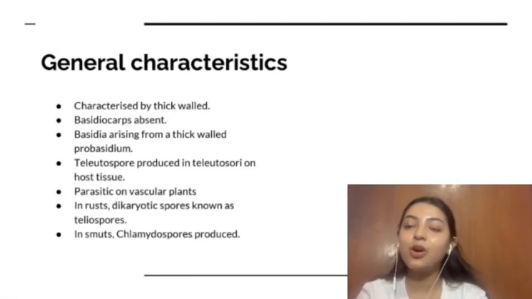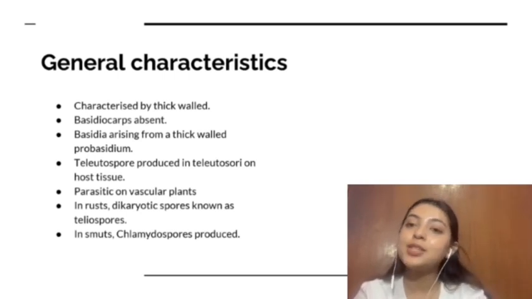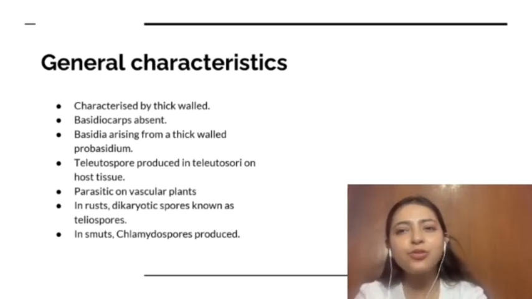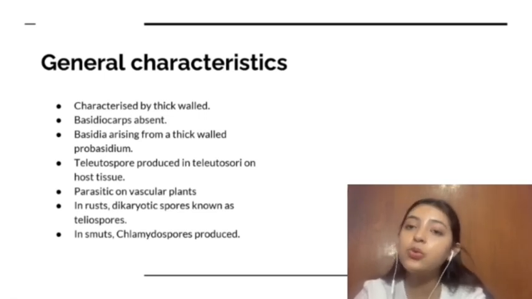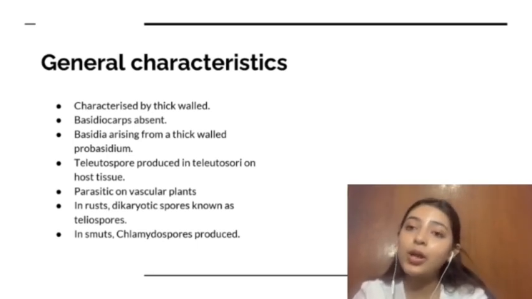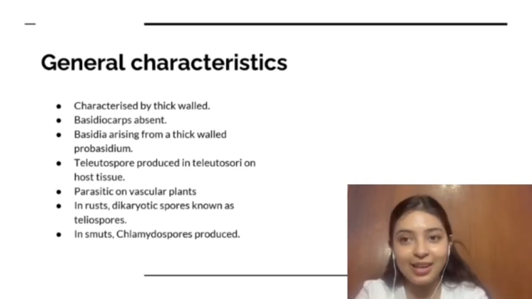General characteristics of Teleomycetes. Number 1. Teleomycetes are characterized by thick-walled spores. Number 2. Basidiocarps are absent, as we all know. Number 3. The basidium arises from a thick-walled structure known as the probasidium. Number 4. These teleospores are produced in a structure known as teliosori on the host tissue. Number 5. In smuts, the spores are known as chlamydospores, and in rusts, these spores are known as teleospores. Moving on to the next slide.